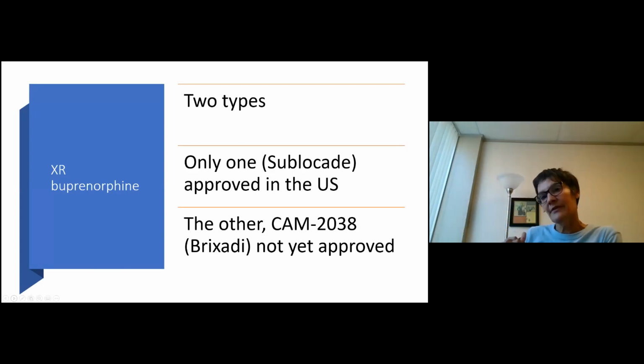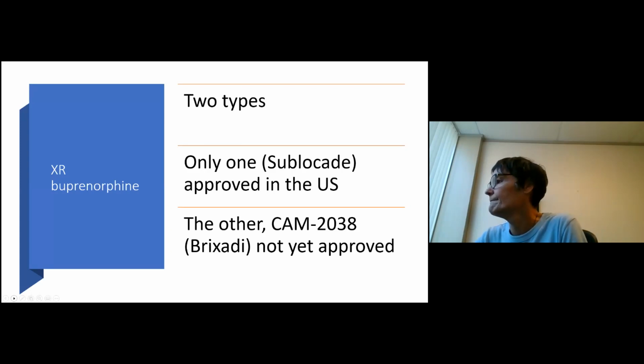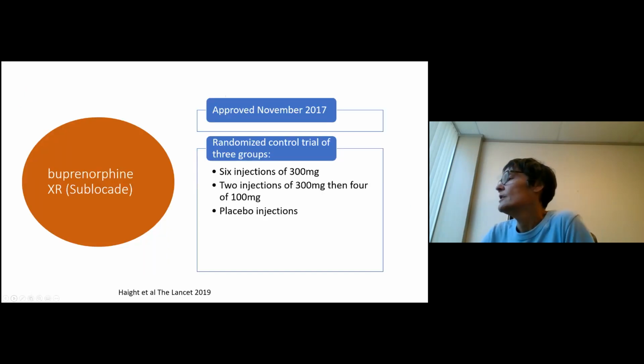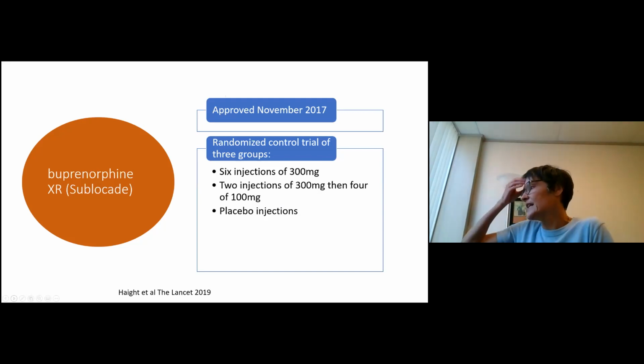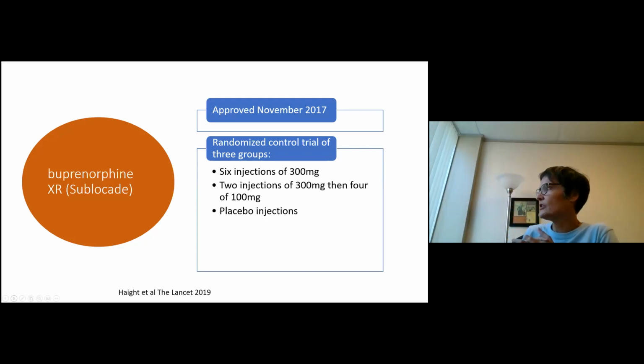There are 2 types of extended release buprenorphine. Only one, which is Sublocade, is approved in the United States. The other, CAM 2038, also known as Brixadi, is not yet approved in the US. Sublocade was approved in November 2017, and sort of the big study that came after it was approved was a randomized control trial of 3 groups.